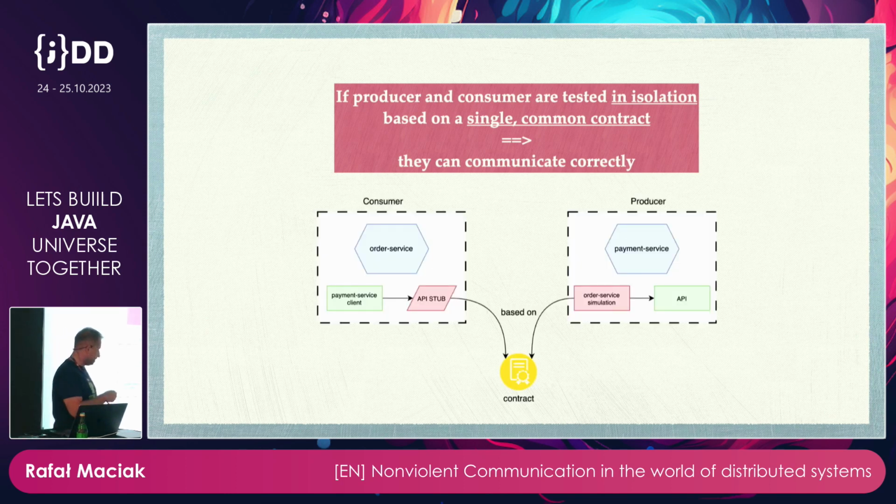On the consumer side, or the service, we are still using API stub, and we execute our test against this stub. However, now this API stub is based on the contract, and on the producer side, we are just simulating the client and calling the API and checking whether it works correctly. But also, those tests are based on ideally the same contract.